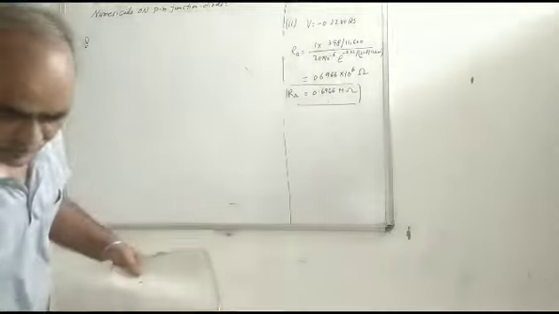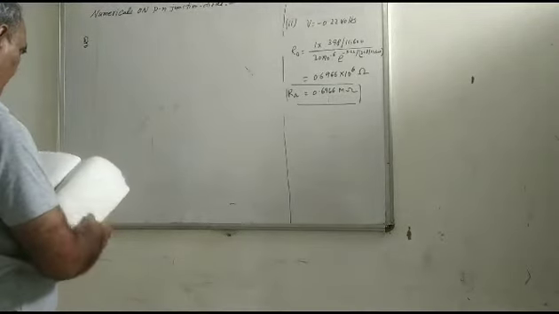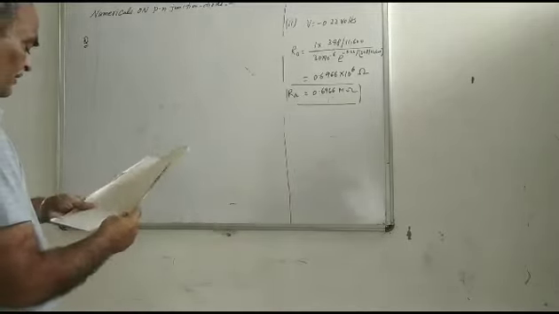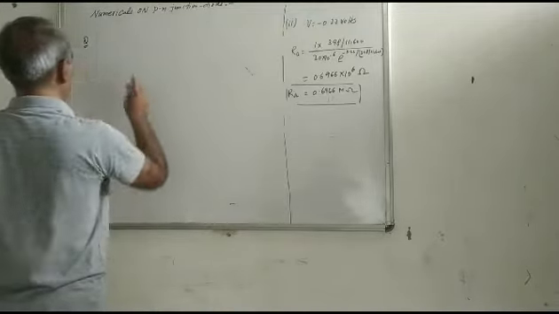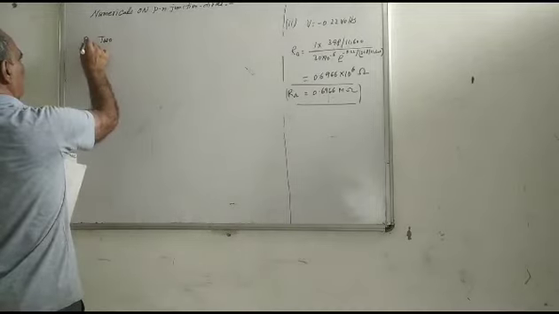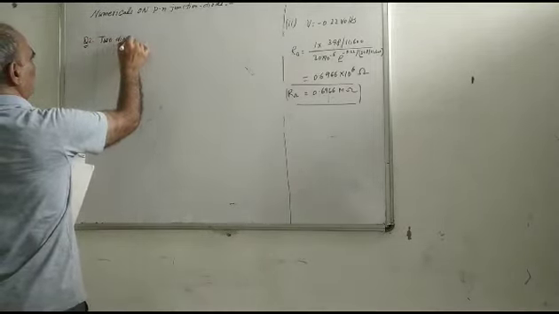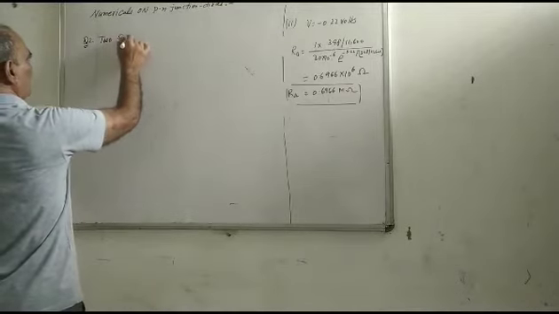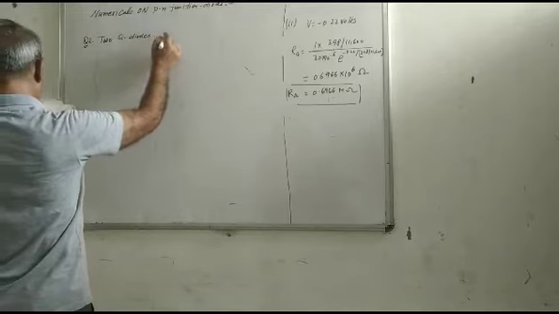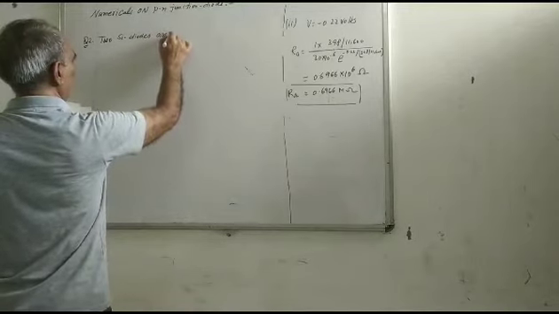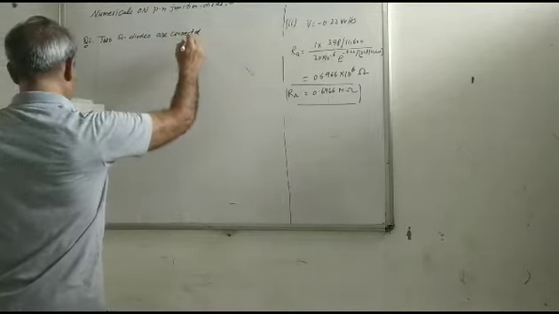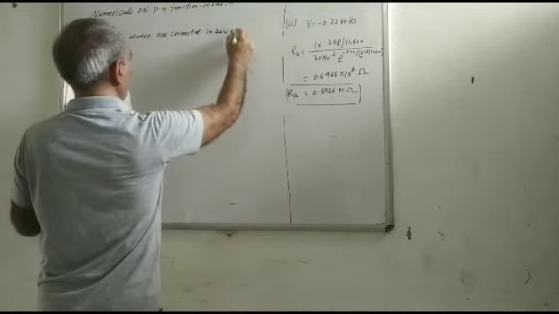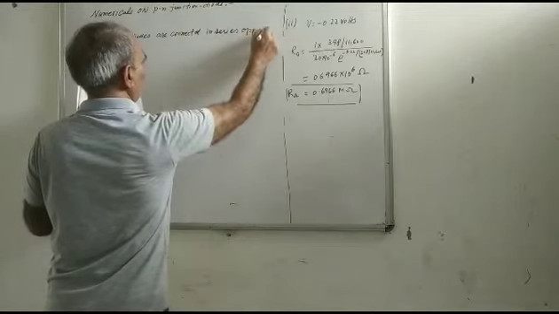Next is, two diodes are connected in opposition, and you have to find the values of the voltages across the diodes. Second problem: two silicon diodes, PN junction diodes, are connected in series opposition.